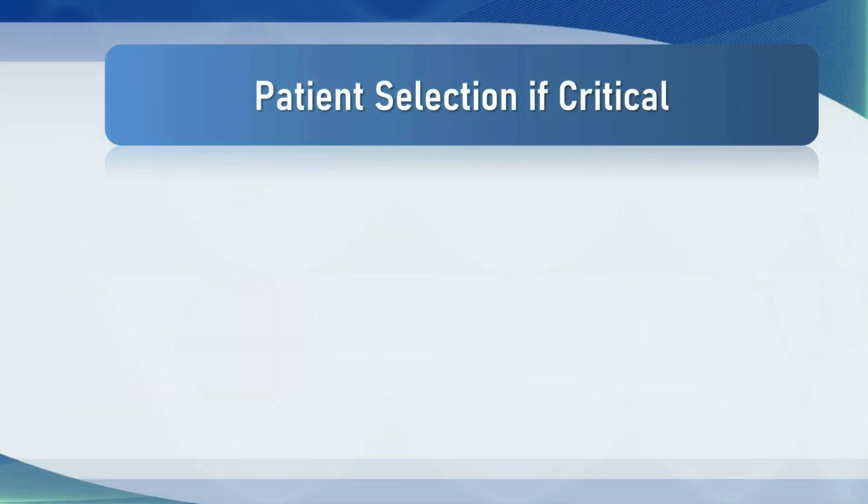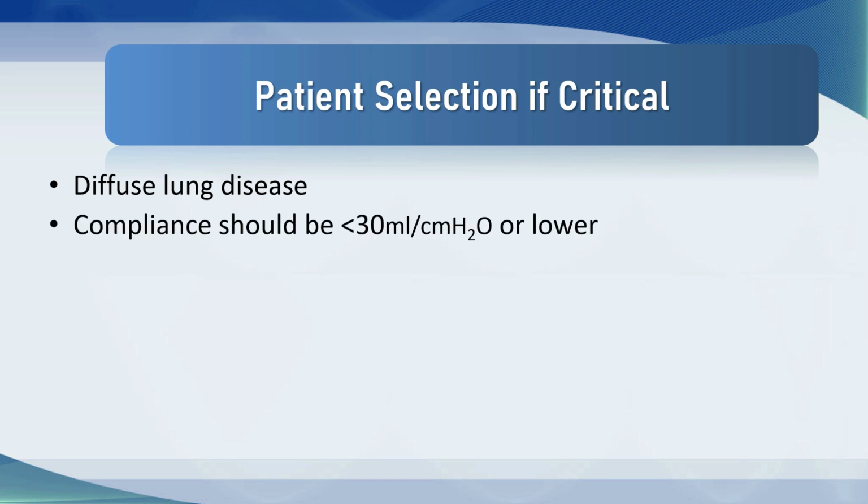Patient selection is critical, in my view anyway. There should be diffuse, not localized lung disease. So lobar pneumonia, not a good candidate for APRV. Diffuse pneumonia that you see with bronchopneumonia or aspiration pneumonitis, generally pretty good candidates. I believe that the compliance should be less than 30 mils per centimeter of water, or actually lower.